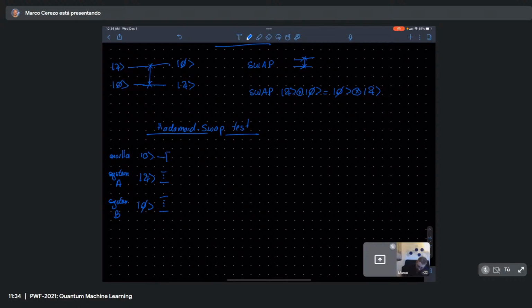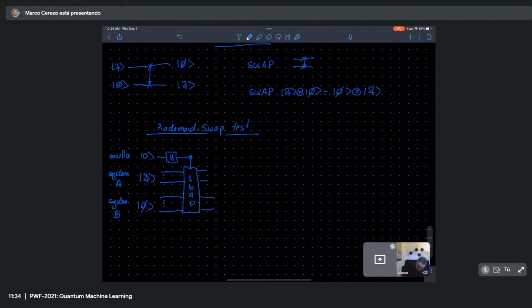And I'm going to combine the 2 previous circuits. So first I'm going to do this. This looks very similar. But here what I'm going to do is that I'm going to control the swap operator, right? So this swap, we already know what it does.